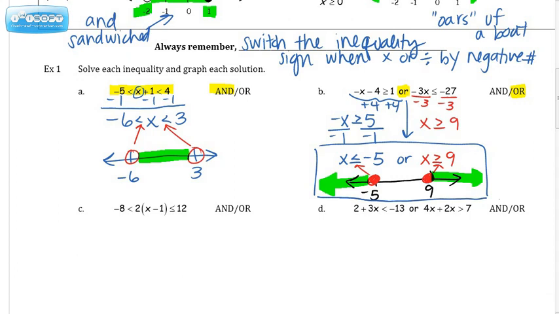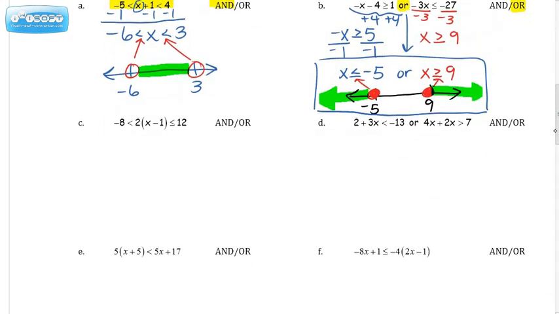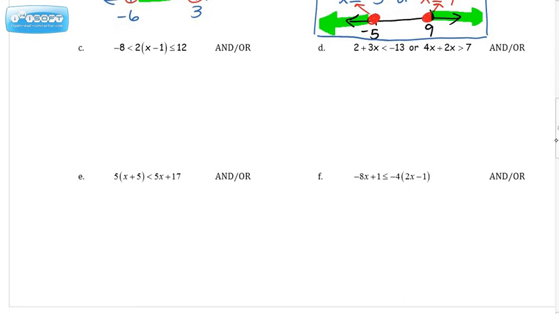Okay? Now if I were to go through the remaining ones of these, and I want you to do this after, I would identify letter C as an and situation because it's sandwiched between -8 and 12. Letter D would be an or situation because I have the word or combining it. Letter E is just a compound inequality, so just solve it normally. As with letter F.